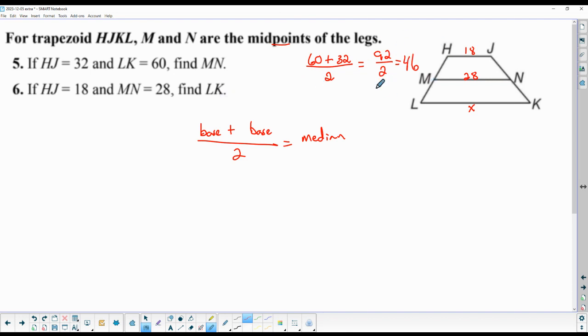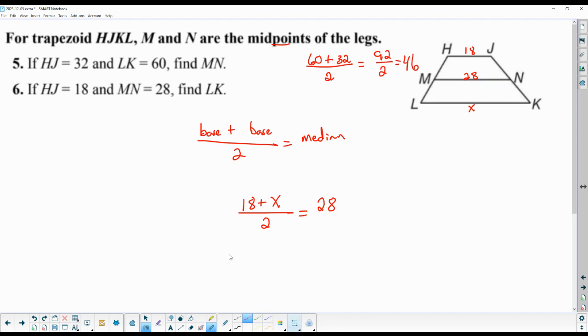So if I change this a little bit, we're still going to work it out the same way. One base is 18. What is the other base? Is it the X or the 28? That's the X, isn't it? Divide by 2. And this is going to be equal to the median. What's the length of the median in this second problem, number 6? That's right, it's 28. All right, so 18 plus X.